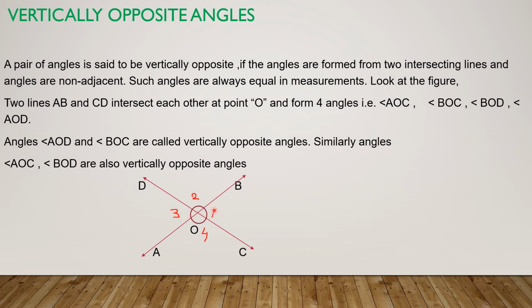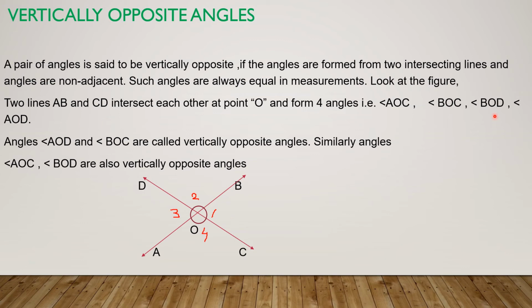Now look here, angle 1 and 2. Tell me, are they vertically opposite? No, 1 and 2 are not vertically opposite because they have a common arm, which means they are adjacent. Similarly, 2 and 3 are also adjacent because their arm is common. 3, 4 are not vertically opposite. 4, 1 not vertically opposite. Which angles are called vertically opposite? 1 and 3, because they are non-adjacent.